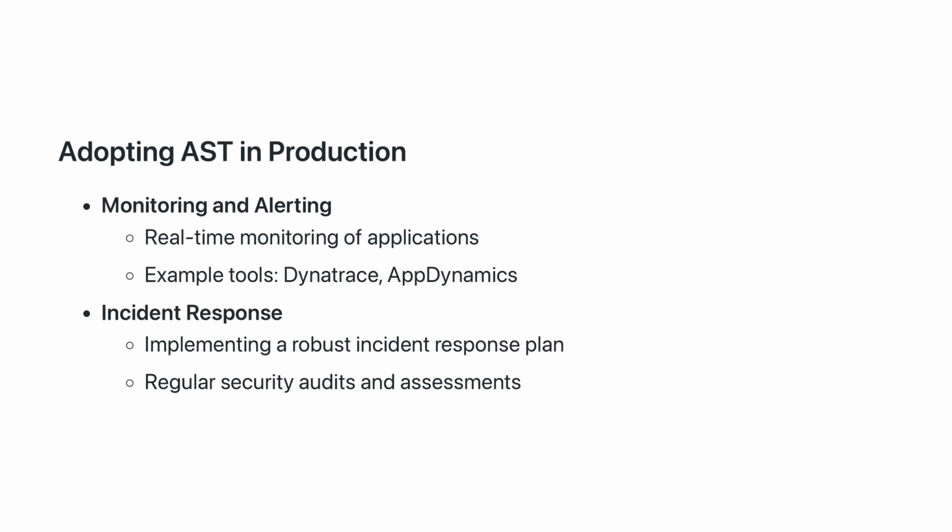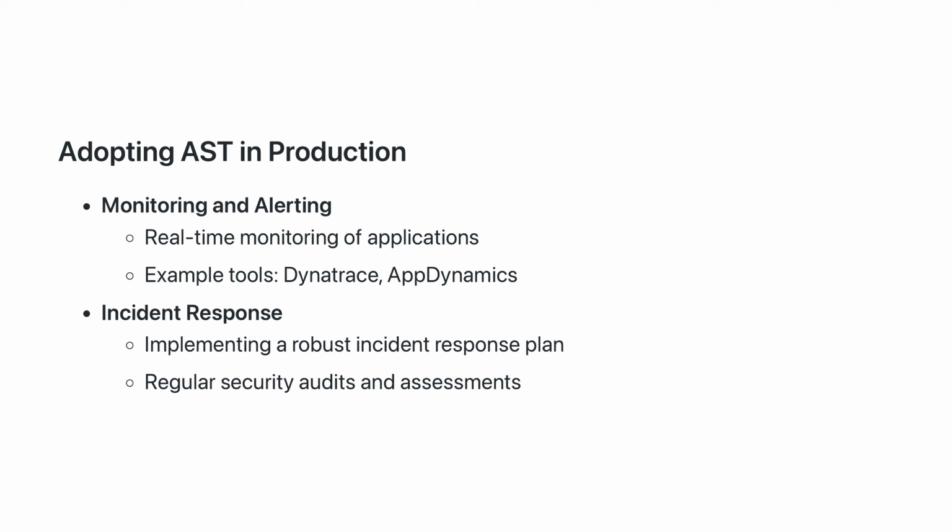Let's move on to the process of adopting application security testing, AST, in a production environment. This stage is crucial for maintaining the security and integrity of your applications after they have been deployed. First, let's talk about monitoring and alerting. Real-time monitoring of applications is essential for identifying and addressing security issues as they arise. Tools such as Dynatrace and AppDynamics can provide the necessary insights into application performance and potential vulnerabilities, allowing you to react swiftly to any threats.